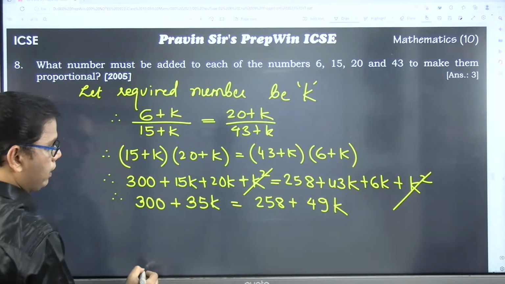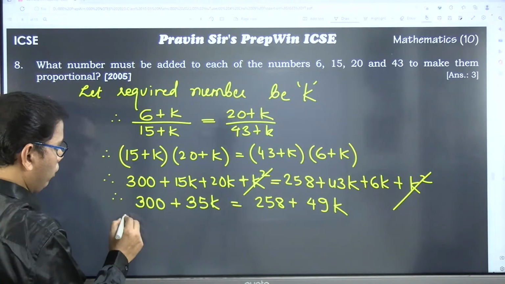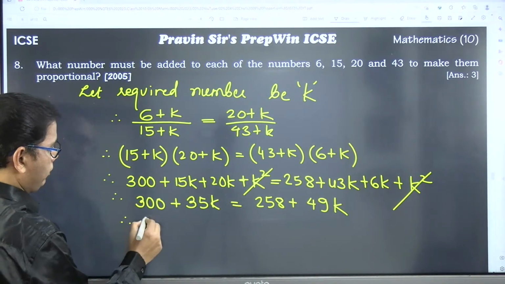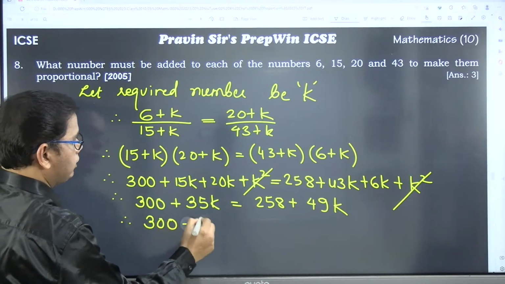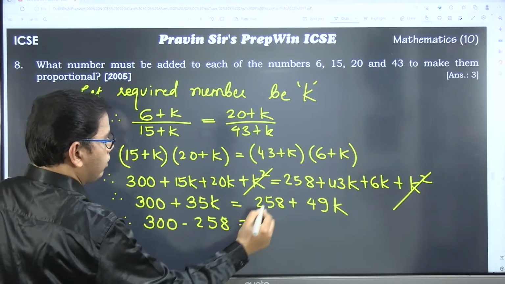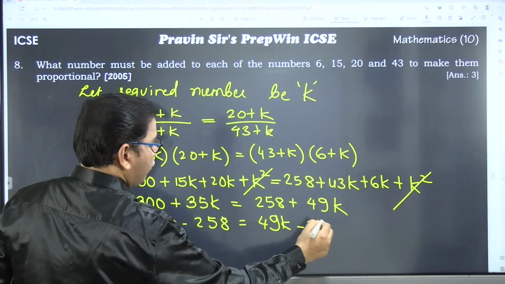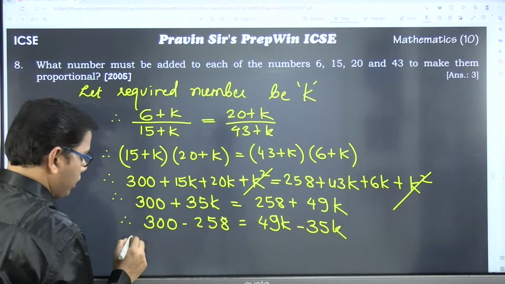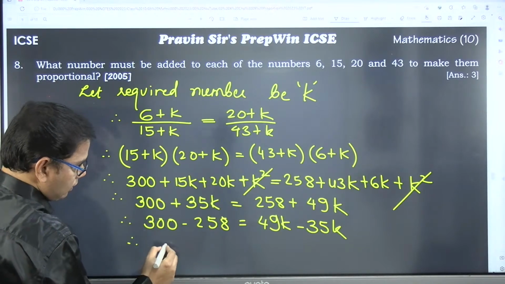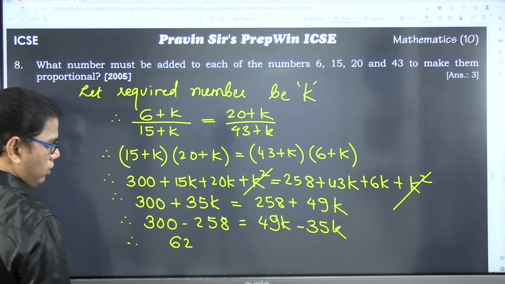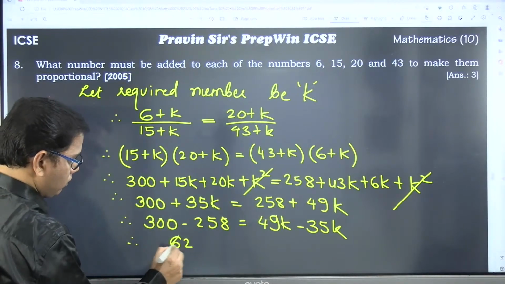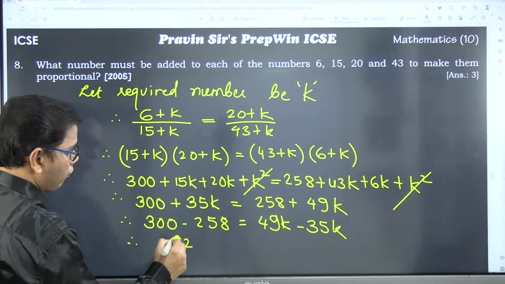Yes. अब क्या करते हैं? Therefore 300 minus 258, okay, like terms together. So 49k minus 35k, plus 35k उधर चला गया. How much is this? This is 62 if I'm not wrong. नहीं, 42. Okay, this is 42.